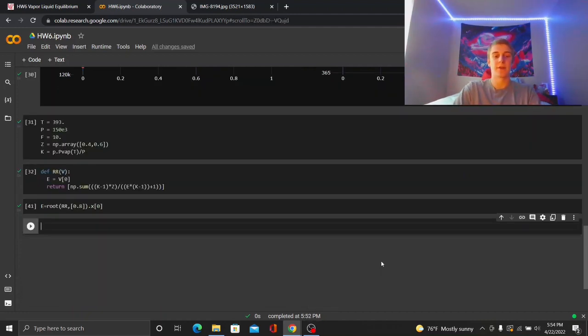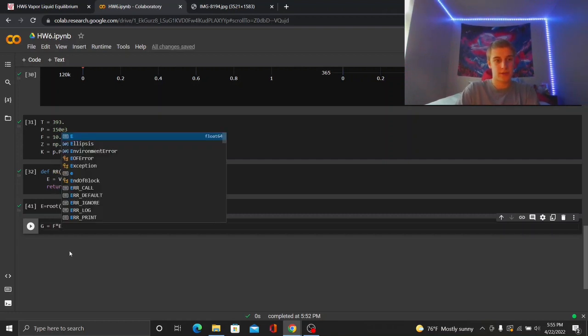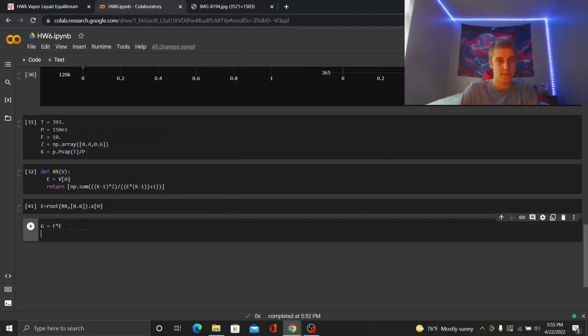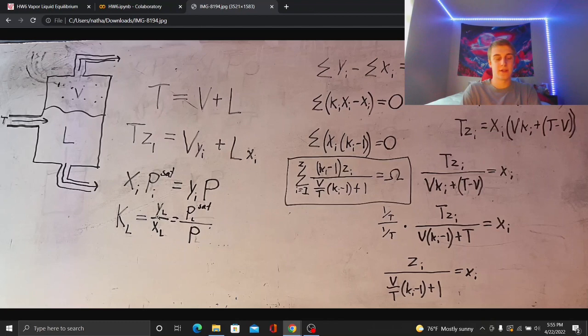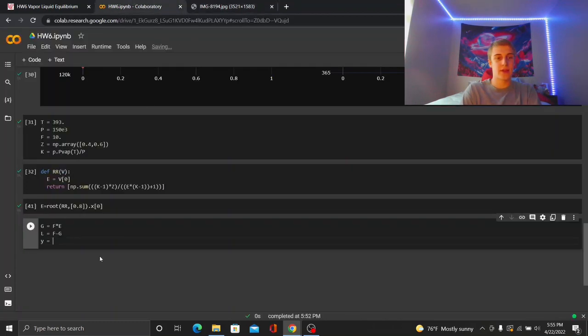So now we can start writing equations for some of the unknowns that we are trying to solve for. So first it'll be the flow rate of the gas coming out of our tank. And what that'll equal will just be our feed times our E value. And then the same for the liquid, it'll just be our feed minus whatever we get for the gas. And then now we can solve for the mole fractions. So we can just use this equation here to tell that our y will just be equal to x times k.